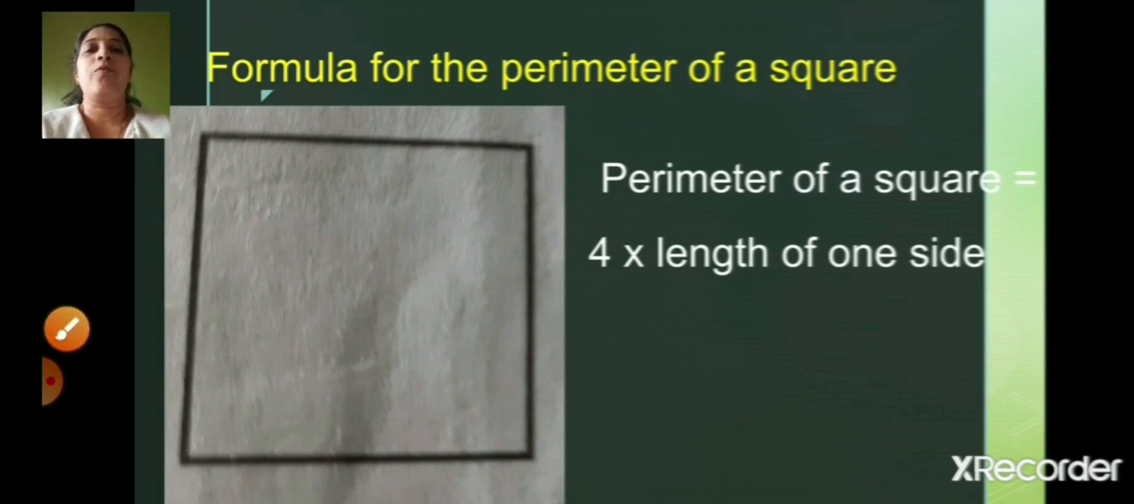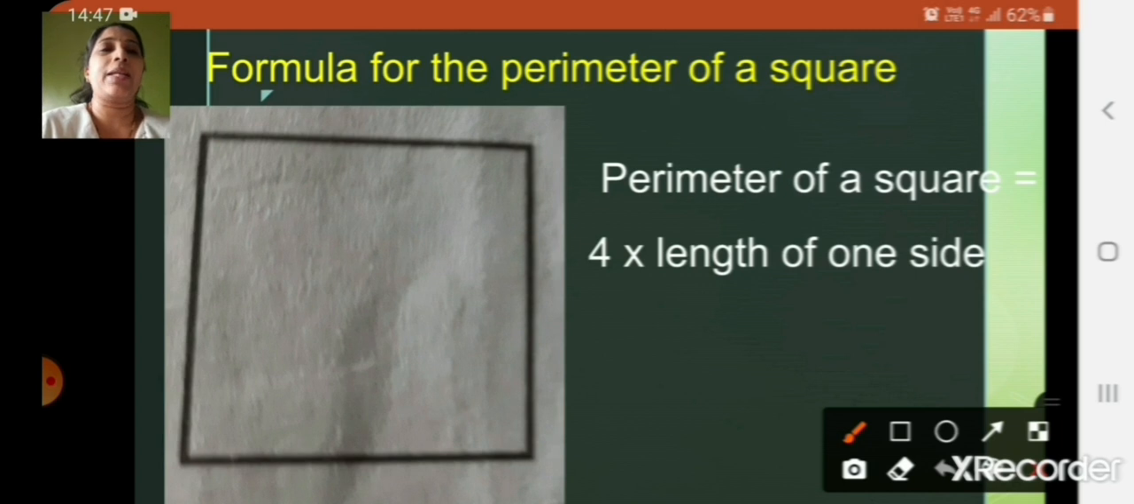So the perimeter of a square is 4 into length of one side, right? So 4 sides, so that's why we have written 4. And even if they give length of any one side, you will multiply it by 4 and you will get the perimeter, right? So perimeter of a square is equal to 4 into length of one side.